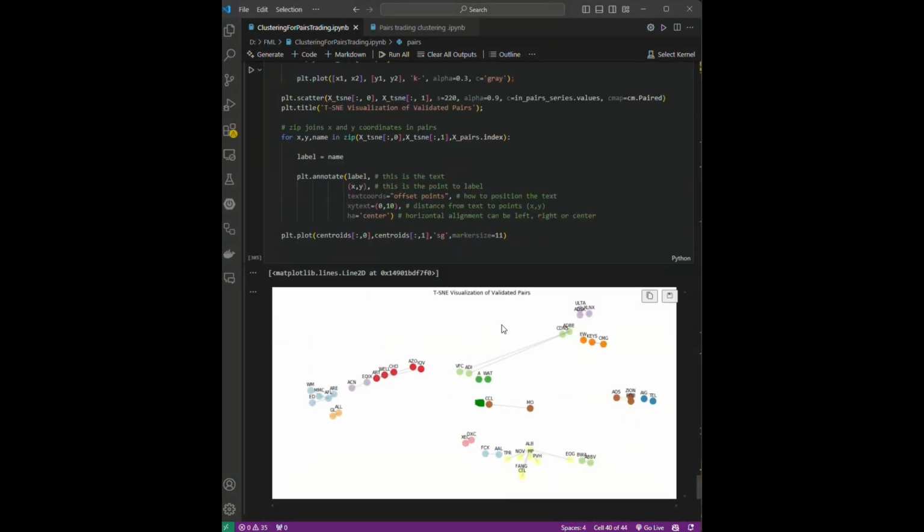Now we represent these pairs in a particular TSV visualization, which consists of the validated pairs which we have obtained. This can be further utilized in backtesting of long-short trading strategies based on selected pairs, and this method can be explored. We can explore the clustering for broader applications like portfolio diversification. So I think now you have understood the concept of pair trading.